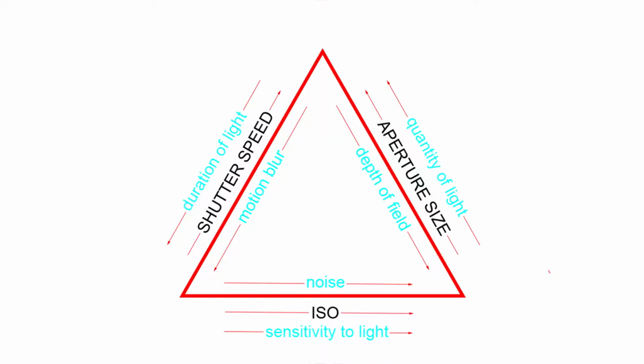Today, you're going to learn 75% of photography in less than 20 minutes. We are going to have an understanding of the three elements of the exposure triangle, and these are the ISO, aperture, and shutter speed. The exposure triangle is the foundation for learning and understanding photography.